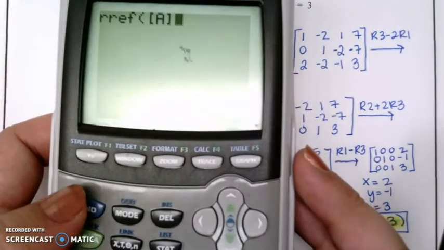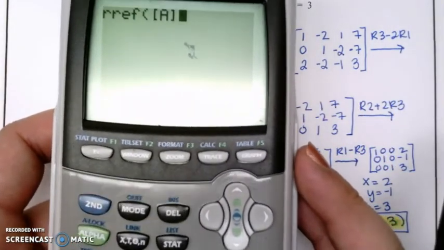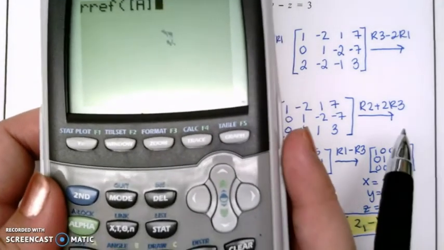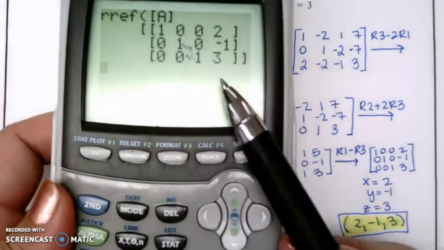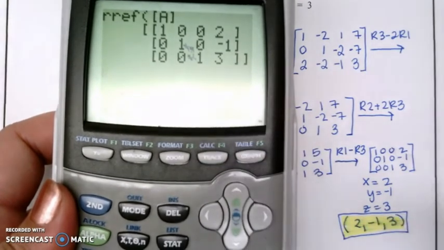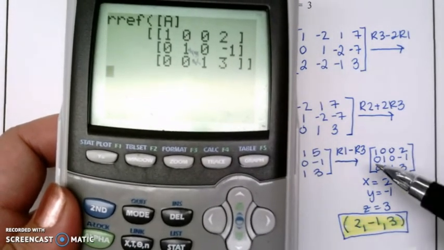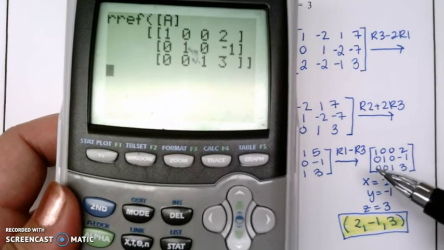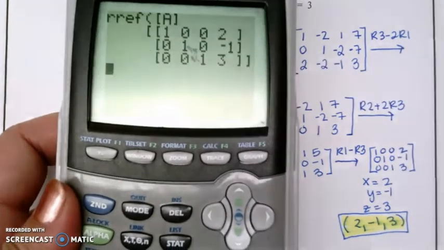Okay, so all of those were in the matrix menu. Second, above the inverse is matrix. Now it will give it to me in reduced form, in reduced row echelon form. So notice all of our row operations ended with our reduced row echelon matrix.